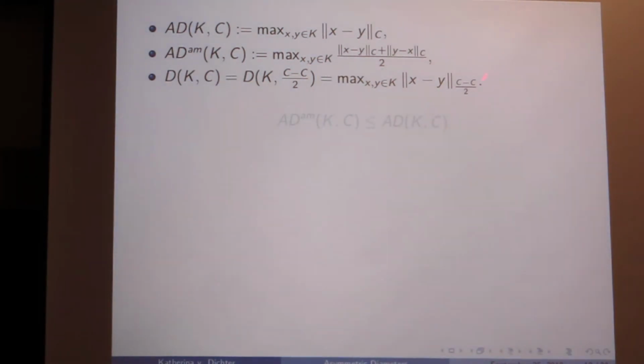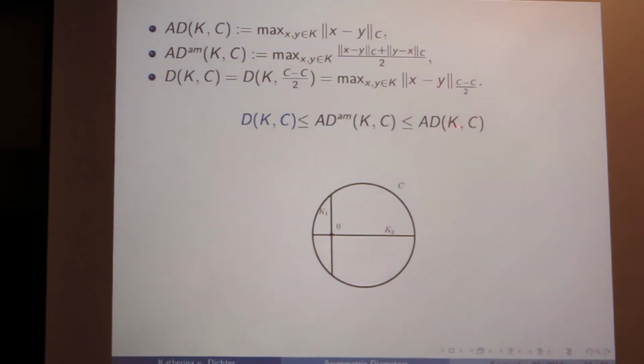Unfortunately, if we consider this gauge function of (C minus C)/2, it is impossible to present it as a function of the gauge functions of C or minus C. So we have to find something different to compare them. But let's check some obvious relations. So first of all, we see that the normal arithmetic diameter is bigger than the arithmetic asymmetric diameter, because here we take just the maximum, here we have the average. And also the normal diameter is smaller than both of them.